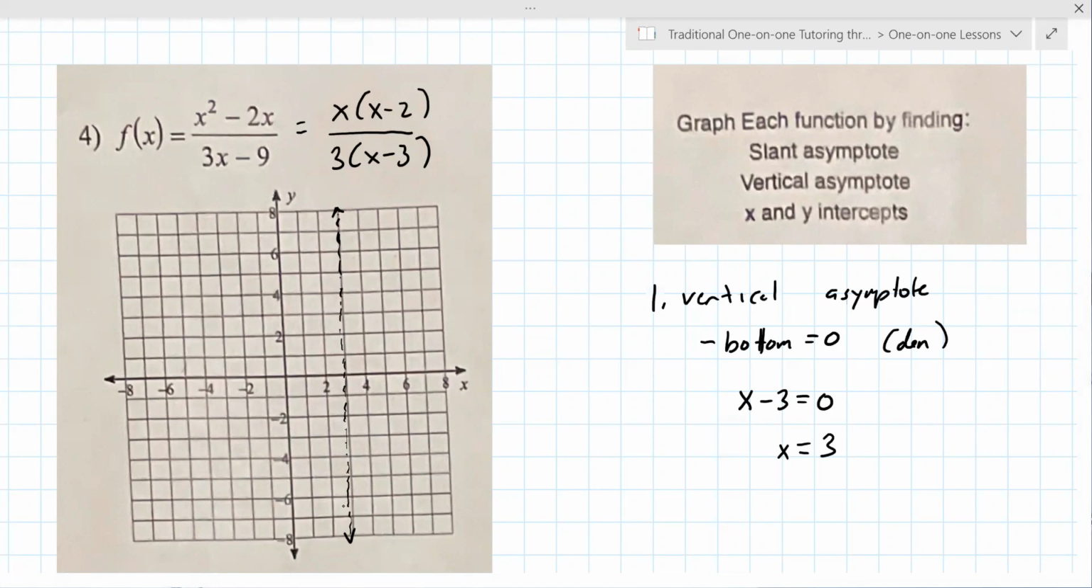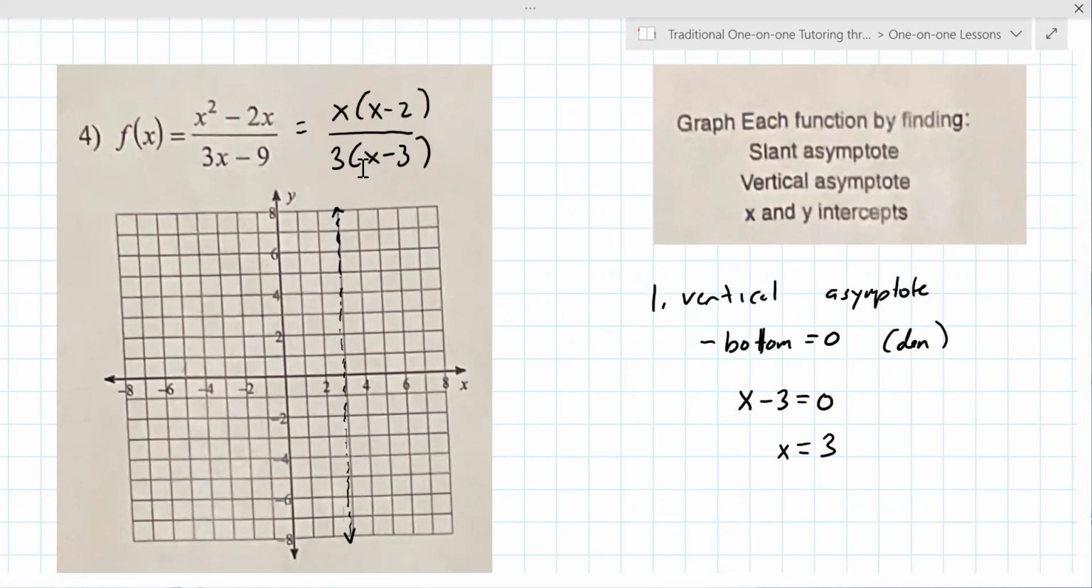Are we gonna have, is there gonna be 2 vertical lines or is there gonna be 3? There's only one because you're only setting the bottom equal to 0, and you're only specifically setting the terms with x equal to 0. See how this 3 does not have an x with it? So you're just setting the stuff in parentheses equal to 0. Okay.